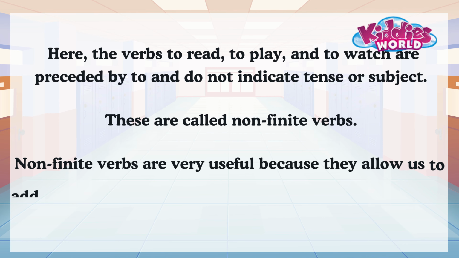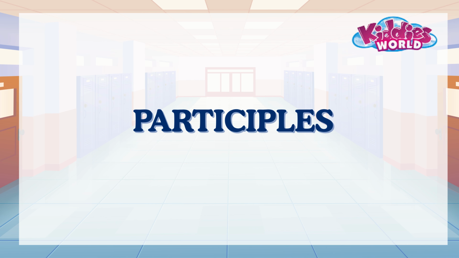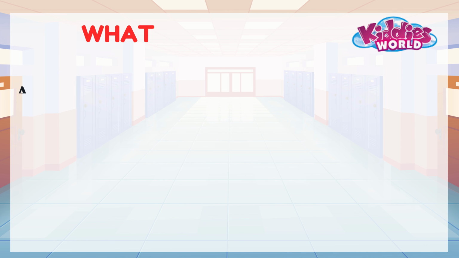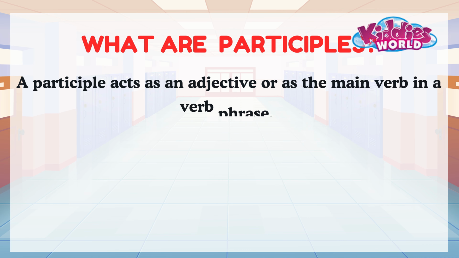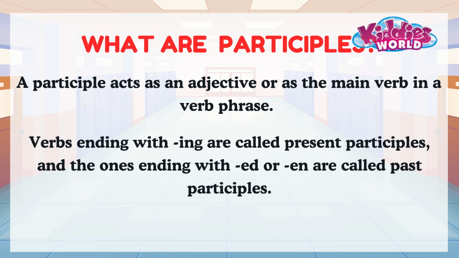Non-finite verbs are very useful because they allow us to add extra actions or ideas to a sentence without changing the main verb. Now, let's learn about participles. A participle acts as an adjective or as the main verb in a verb phrase. Verbs ending with ing are called present participles and the ones ending with ed or en are called past participles.